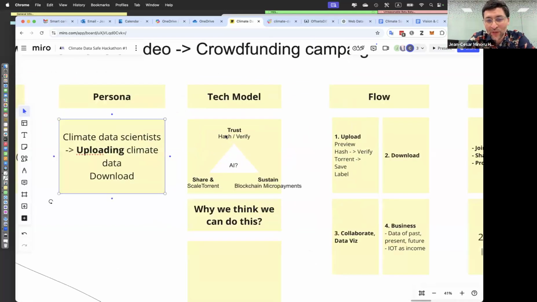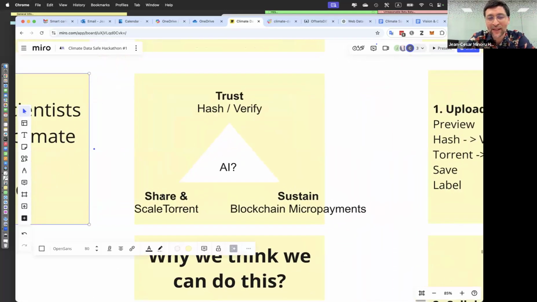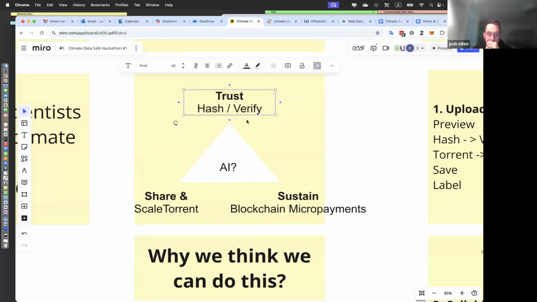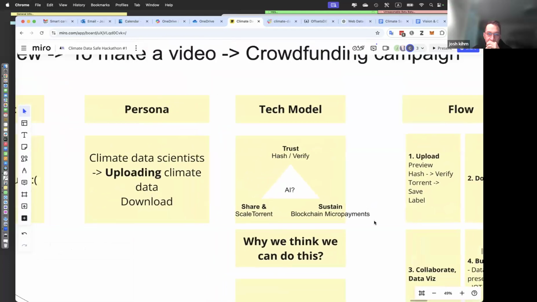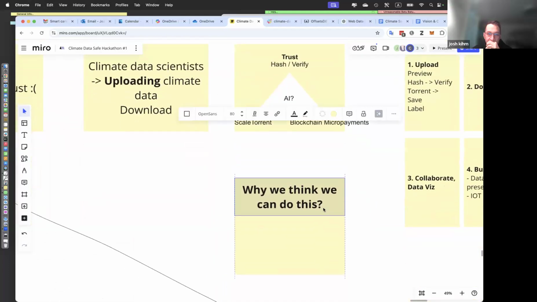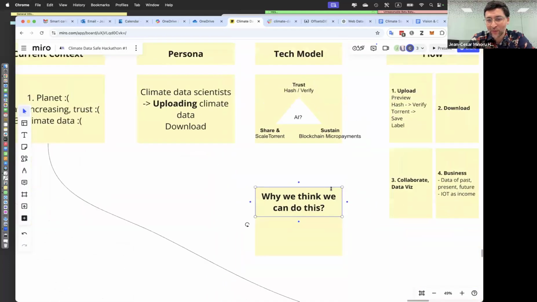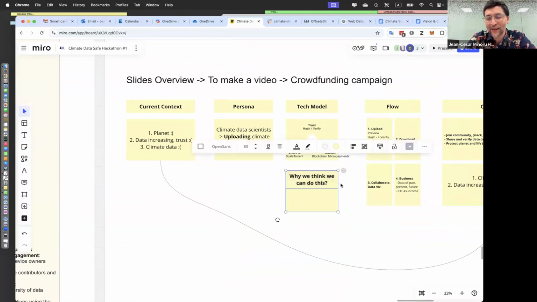And so the model that we're proposing to them is, one, data that is scalable with torrents that we can trust with the hash and verify, and that it's sustainable by providing micropayments to the producer or the hosts or the people who verify the data. And why we think we can do this is because we have been doing this with Safecast for 13 years, and we handle really sensitive data.